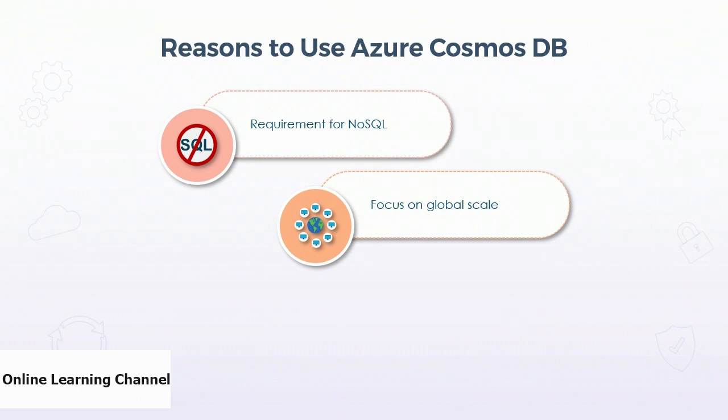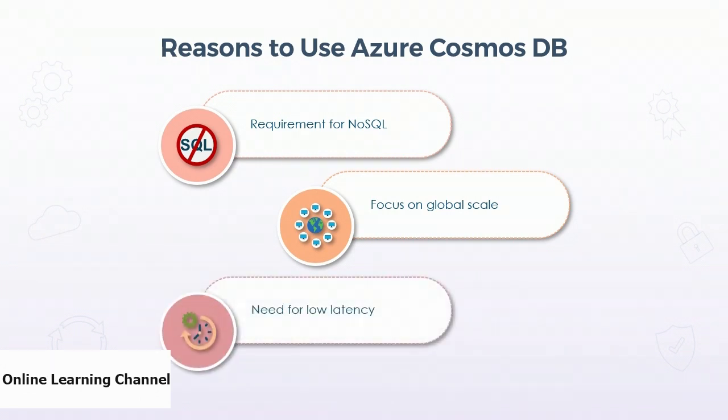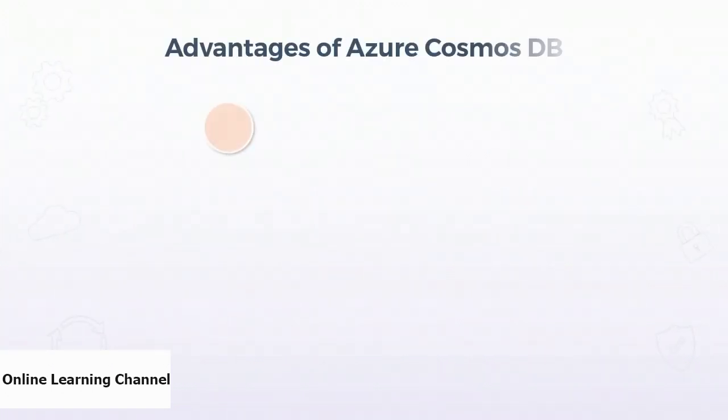And one of the biggest reasons to choose Cosmos DB over any other database is if you have a need for low latency. With global deployment and the ability to replicate your data to as many regions as you want, your data is never too far away, and therefore your latency is lower. Now great, those all sound like pretty good reasons to pick Cosmos DB. But what are some of its advantages? What are the benefits of using Cosmos DB?